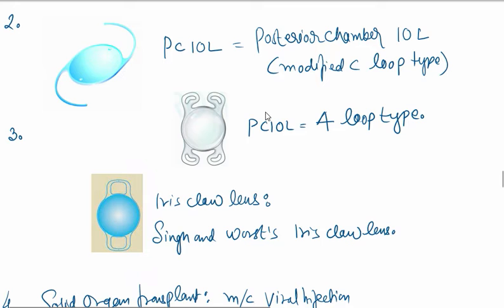What is this? This is PCIOL, posterior chamber intraocular lens. This is modified C loop type. And what is this image? PCIOL, but it has 4 loop type.